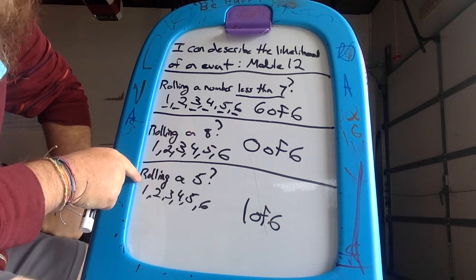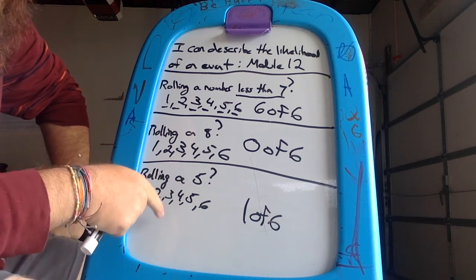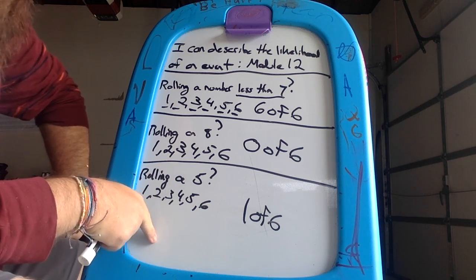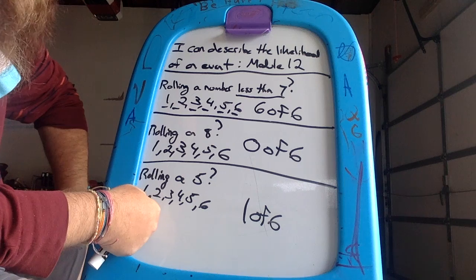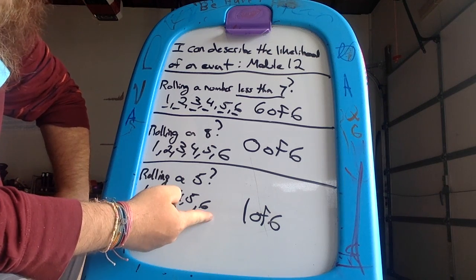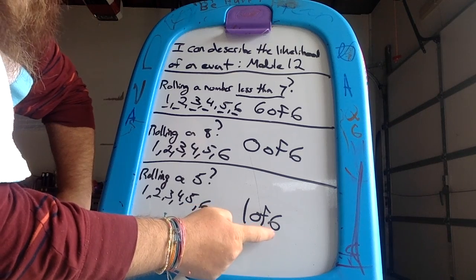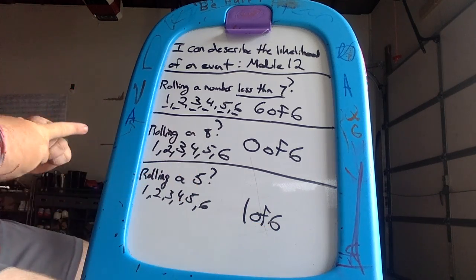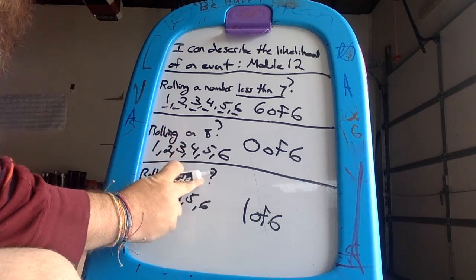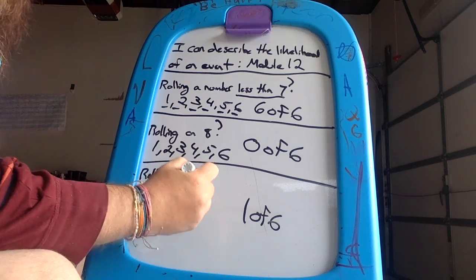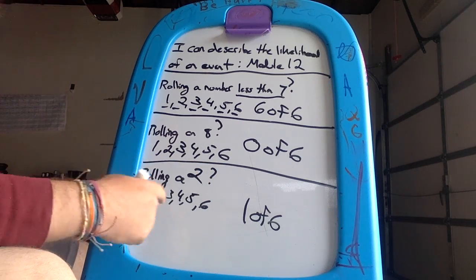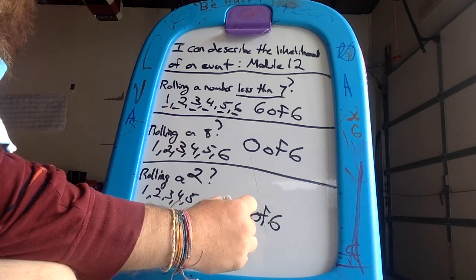And then the same thing with rolling a 5. Rolling a 5, that is a possibility. So if I just ask you, what's the probability of me rolling a 5? Well, if there are 6 sides to the dice, and I roll it, I have a 1 out of 6 chance of getting the 5. Same thing if I change this number and ask, let's say, a 2. How many 2s are there? 1. So same thing, it'd be 1 of 6.